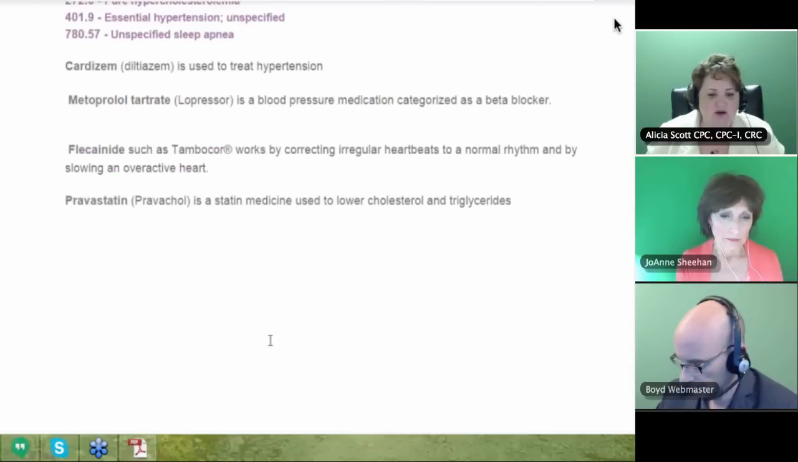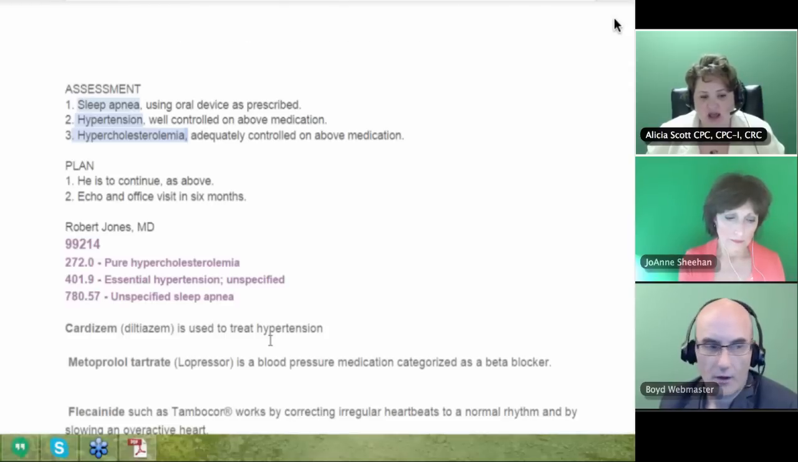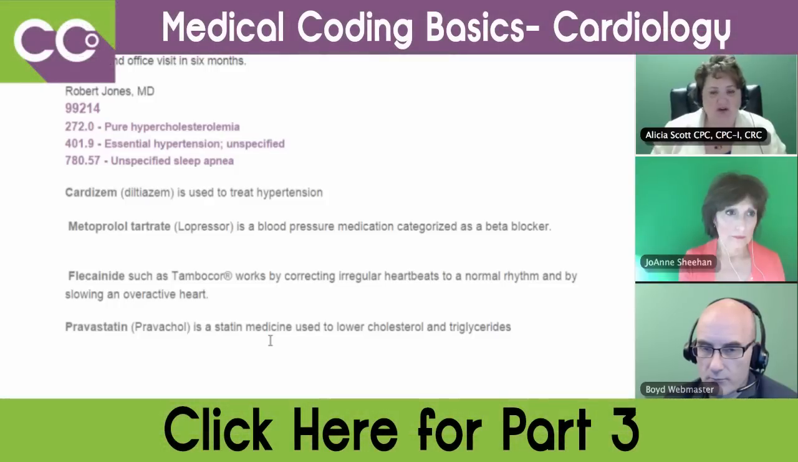So again, those are the things that you need to be aware of when you're doing cardiology. You need to know medications pretty well. Don't worry if you don't know them very well yet, because it's very repetitious, and you can Google it or go to ilikedrugs.com.